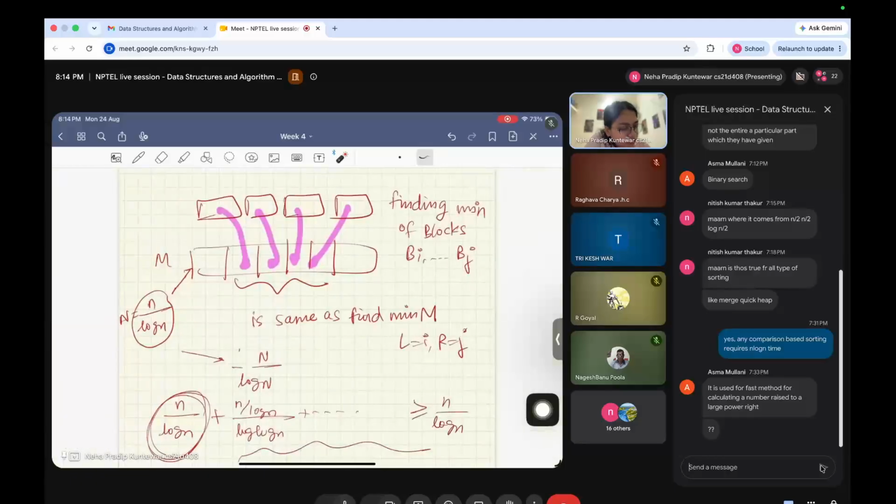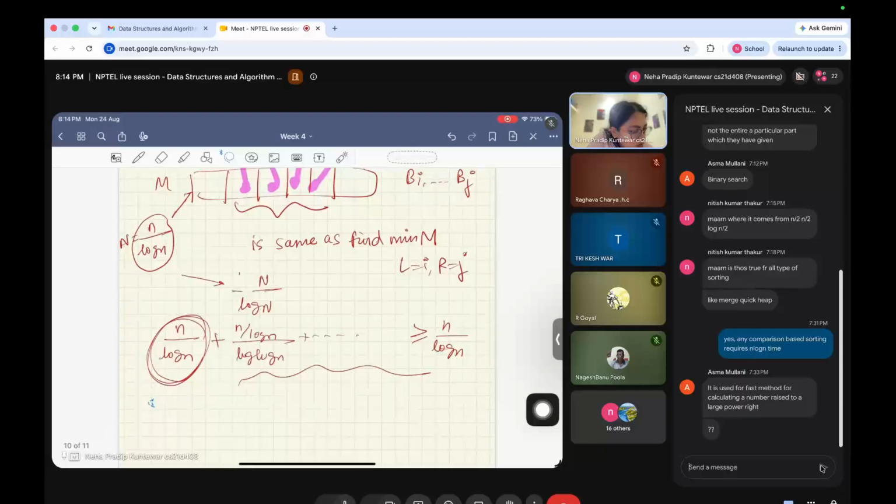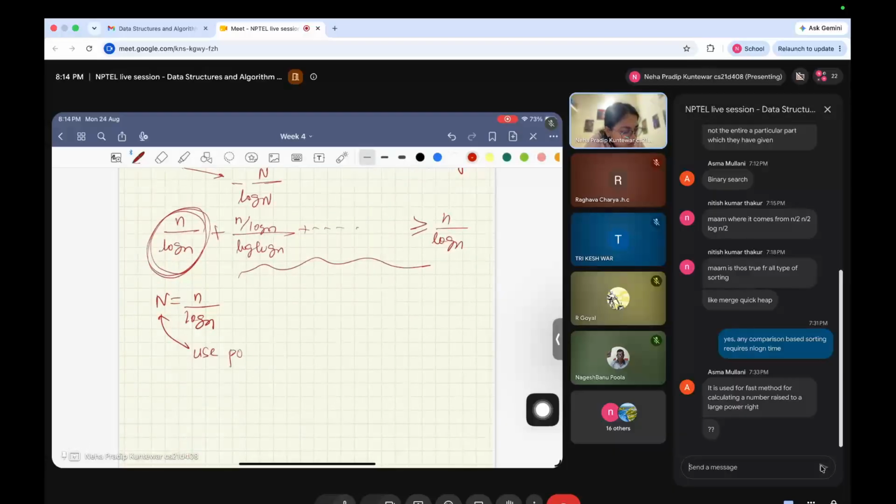Okay, so now if I use powering here, what is capital N? Capital N is n by log n, and we use powering on this capital N sized array. So what is the space that it will use? Space will be capital N log n, and we are just replacing capital N with n by log n, so log of n by log n.